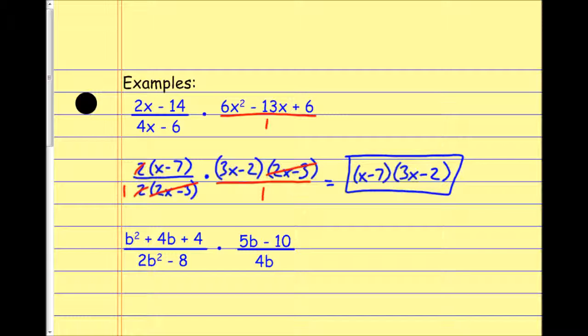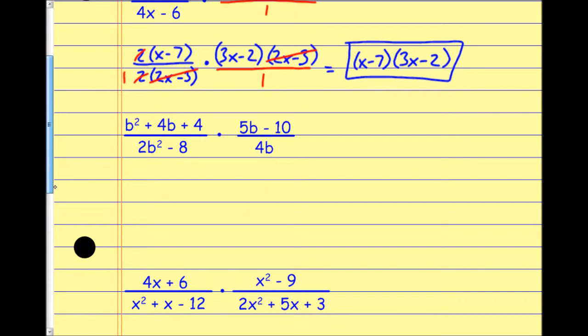Same thing with the next one. This guy's going to factor into a b plus 2 and a b plus 2. That's actually a perfect square trinomial. I could write that as a b plus 2 squared, but I'm going to leave it split up because it's easier to see canceling with my factors. Here with this one, I can factor out a 2, which is going to leave me with a b squared minus 4.